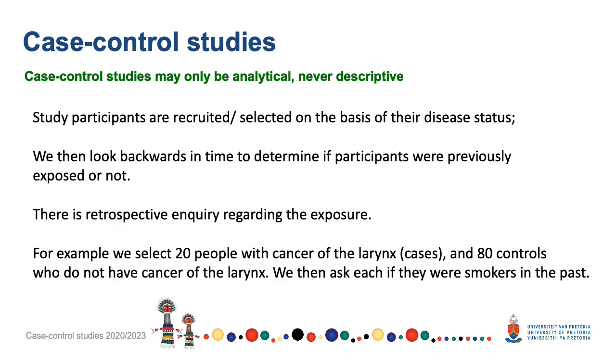The participants are recruited on the basis of do they or don't they have the disease or the outcome of interest. You then look backwards in time to determine if these participants were previously exposed or not. So it's a retrospective inquiry regarding the exposure. Example, we have 20 people with cancer of the larynx and 80 controls who do not have cancer of the larynx. Then we ask each of them if they were smokers in the past.